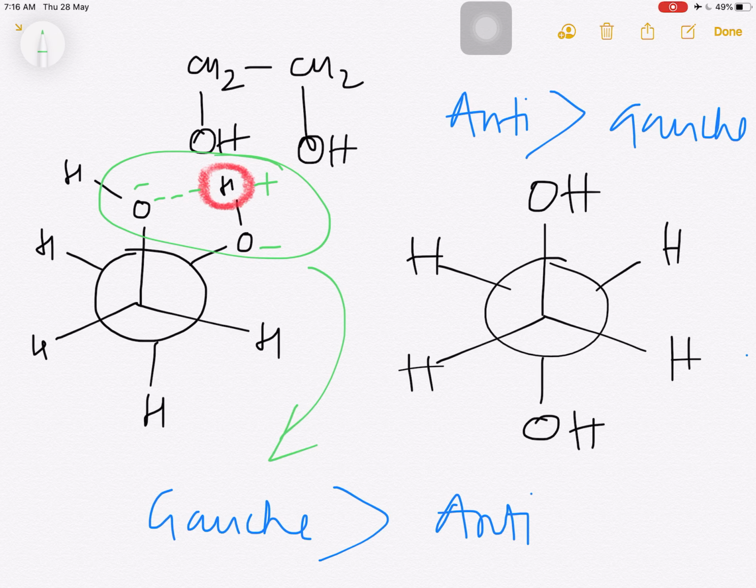So for this type of case, where hydrogen bonding is possible, you just check for it. If hydrogen bonding is present, then gauche will be more stable than anti, and if hydrogen bonding is not possible, then anti is more stable than gauche. Okay, so with this your isomerism is over.